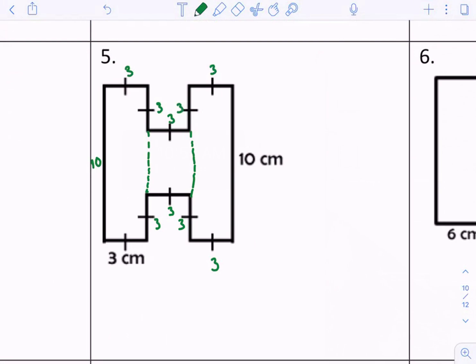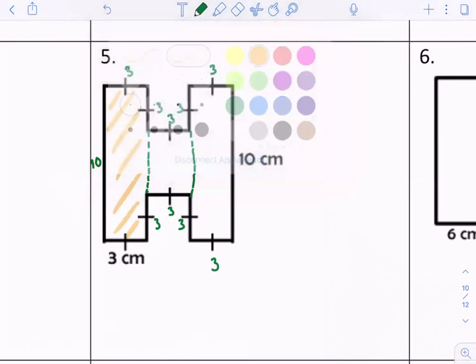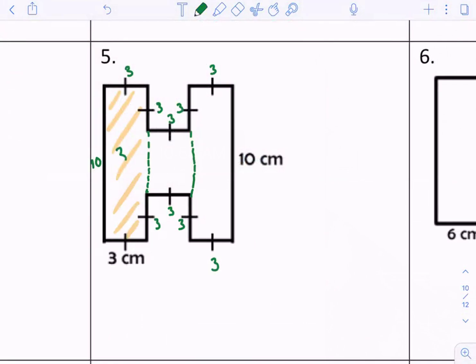There we go. So maybe we can color in each one as we do it with stripes or something. Sure. So the first rectangle is base times height, which is 3 times 10, giving us a total of 30 in the first rectangle. And then the middle rectangle, we need a base, which is 3, but now we have to do a little bit of work to figure out the height.